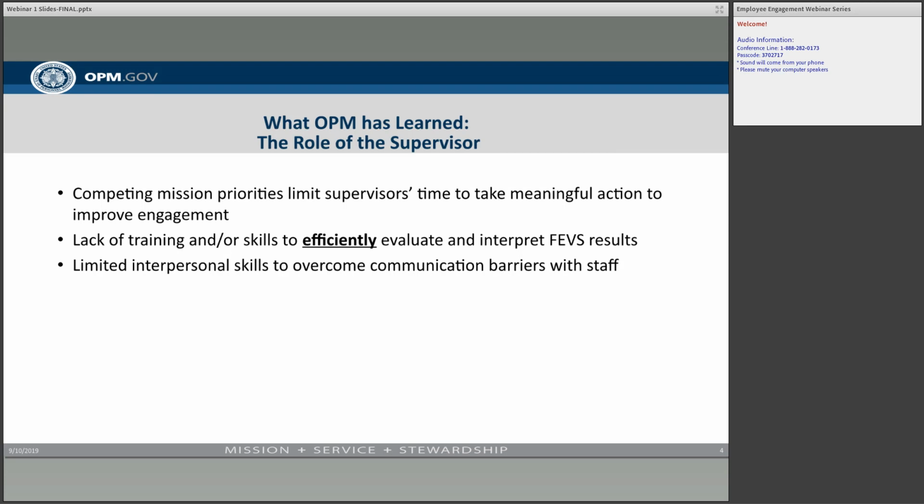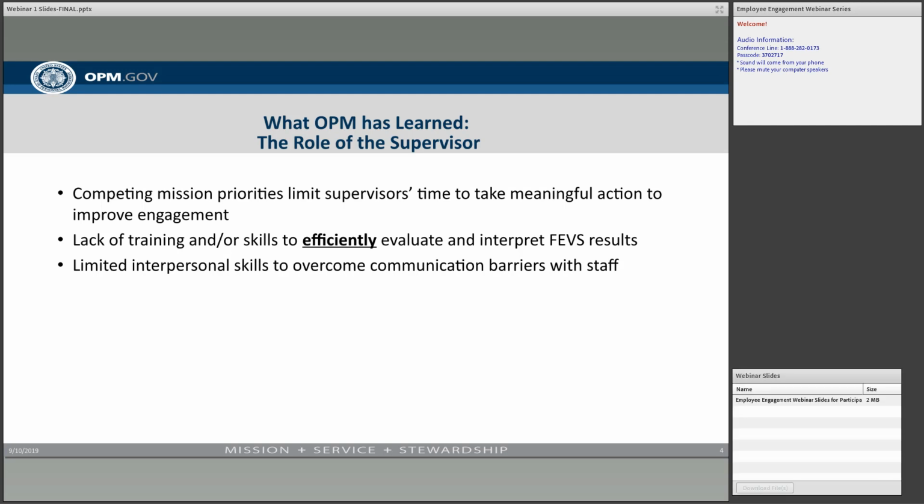Another key thing we identified was that first-line supervisors lack the training or skills to efficiently evaluate and interpret FEVS results. Not necessarily not having the skills, but being able to do it in an efficient manner. That was one of the key notable challenges we recognized at that level. And then finally, limited interpersonal skills to overcome communication barriers with staff.